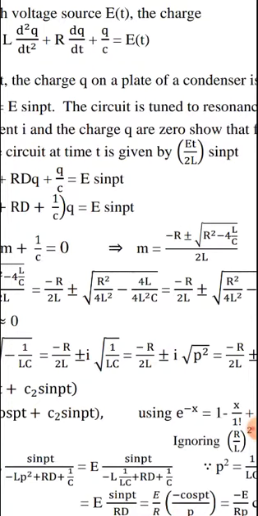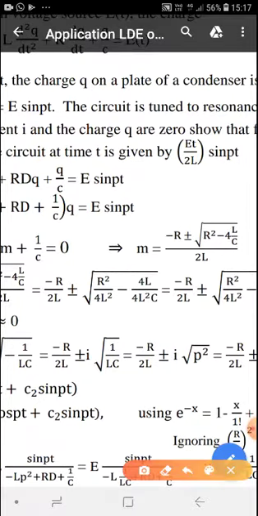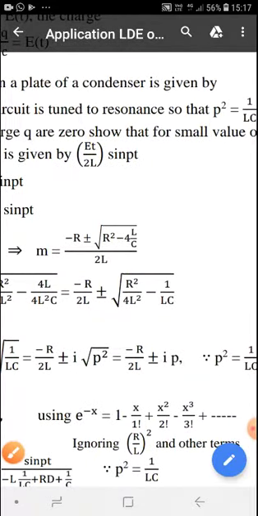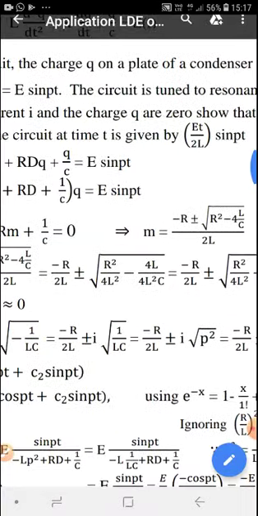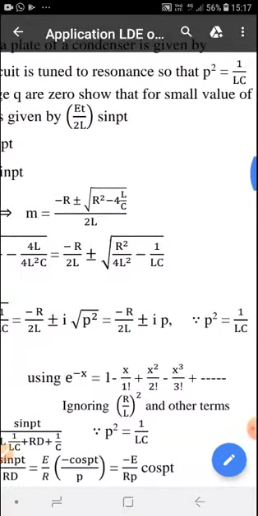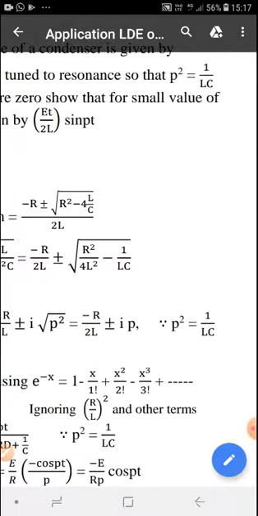1 by LC will be equal to p square. So minus R by 2L plus or minus i into root p square, and root p square is p, so minus R by 2L plus or minus ip. So this will be the roots of that auxiliary equation which are complex, with the real part alpha equal to minus R by 2L, and the imaginary part beta equal to p.